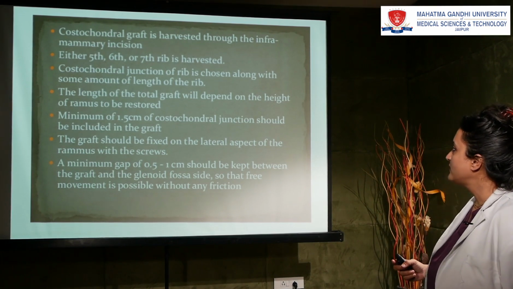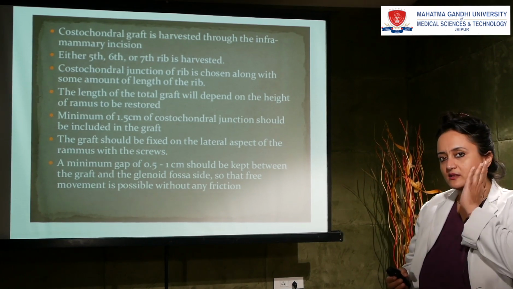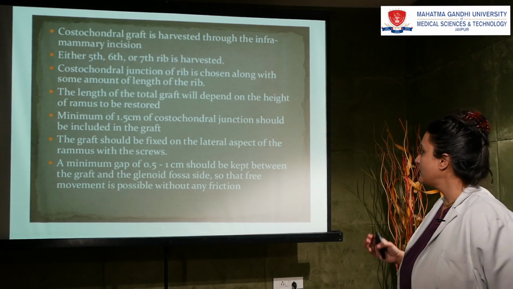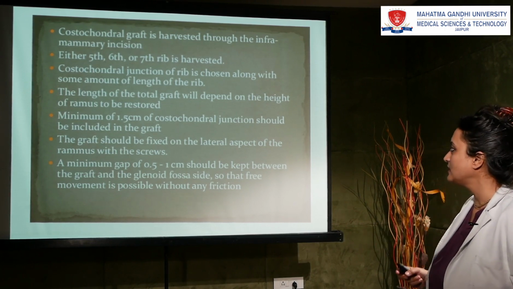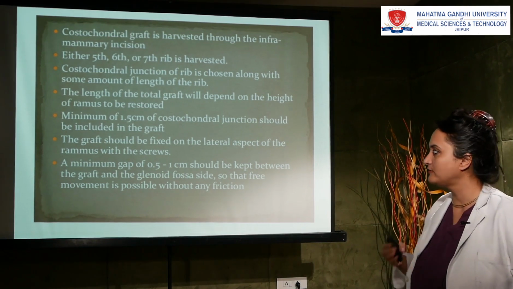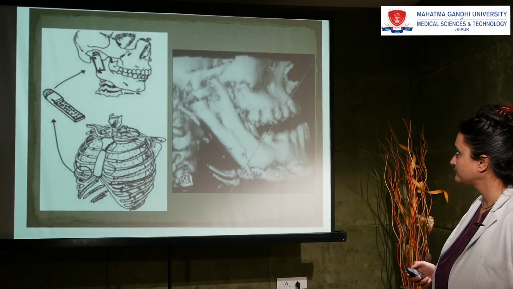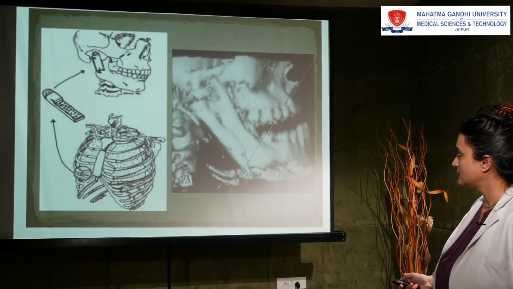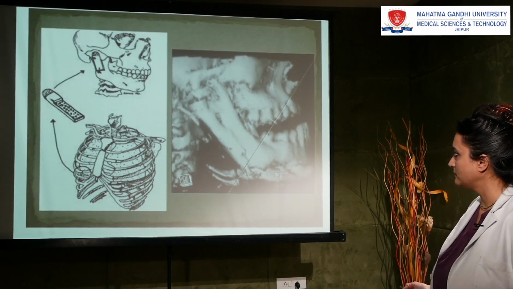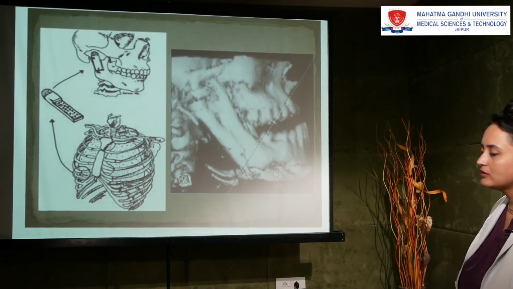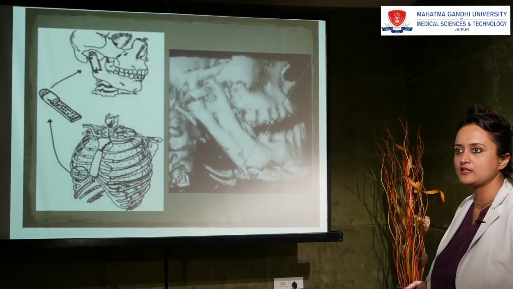The graft should be fixed on the lateral aspect of the ramus, this side, with a screw. A minimum gap of 0.5 to 1 centimeter should be kept between the graft and the glenoid fossa side, so that free movement is possible without any friction. This is taken from the 5th or the 6th rib, and it is plated or fixed with wires.